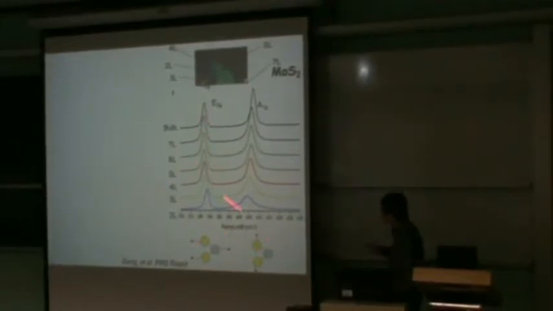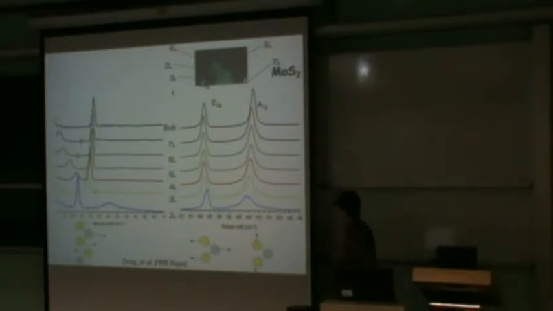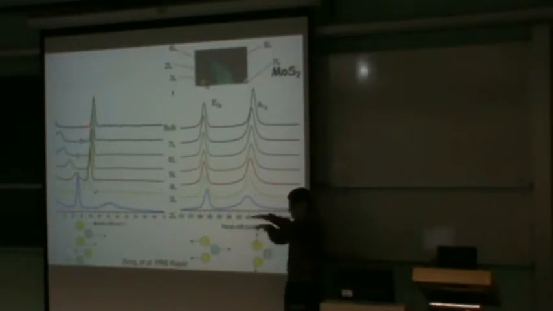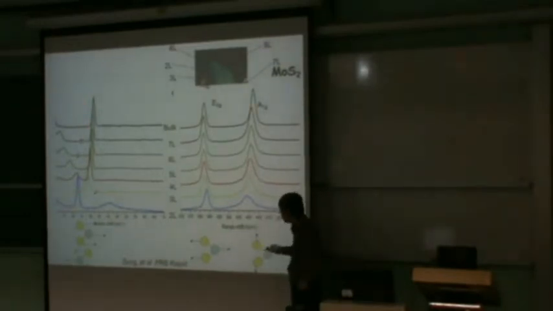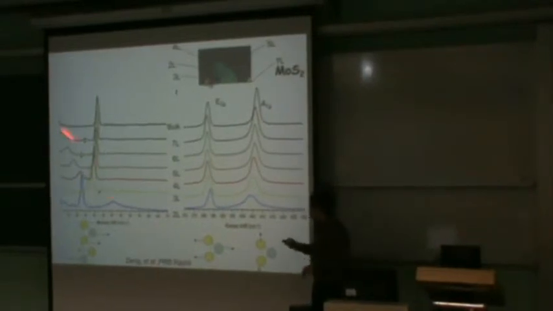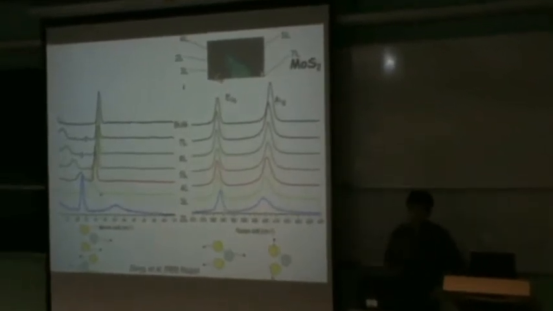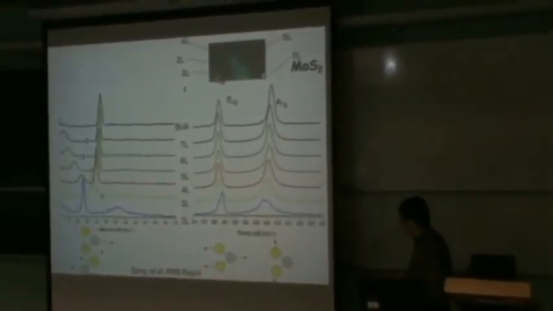Besides these two Raman modes, we also found two other Raman modes in the low frequency range. One we call the shear mode, which is a layer vibration. And there's also the broad peak here. We used to call it the compression mode, but now it's popularly called the layer breathing mode. These two modes show a much clearer thickness dependence, so they are also a good monitor for the sample thickness.